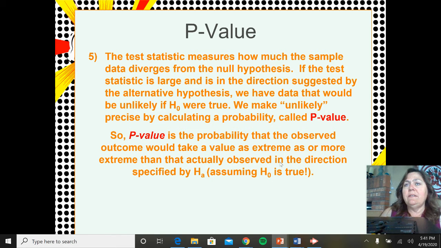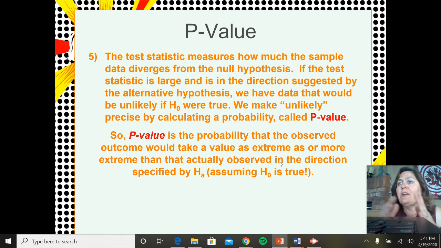If your test statistic is large and it's in the direction suggested by the alternative hypothesis, then we're going to have data that's unlikely if the H0 were true. We have to make that "unlikely" precise by giving it this probability value, the p-value. It's the probability that the observed outcome would take a value as extreme or more, the probability of the tail, whether you're going to the right or to the left.